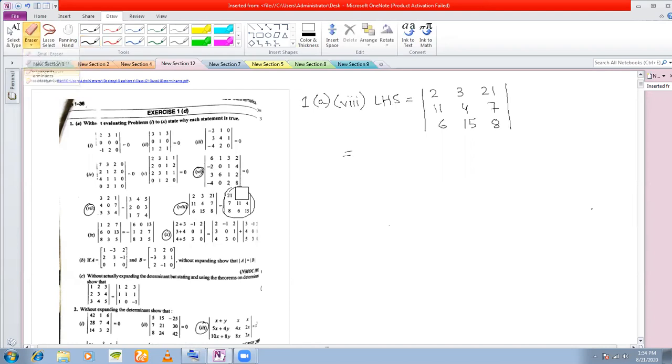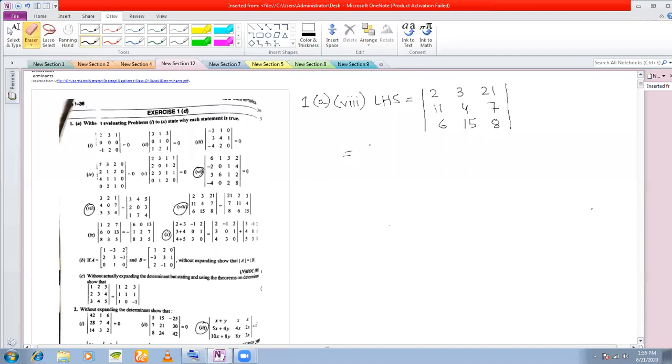What do you observe from here? If you observe the determinants, this column is here, right? And what else? This column is here, isn't it? 21, 2, 3. So if you simply interchange, something will happen, right? But what is the property? That if you interchange the columns or the rows, then the value of the determinant becomes negative, the opposite sign, right?